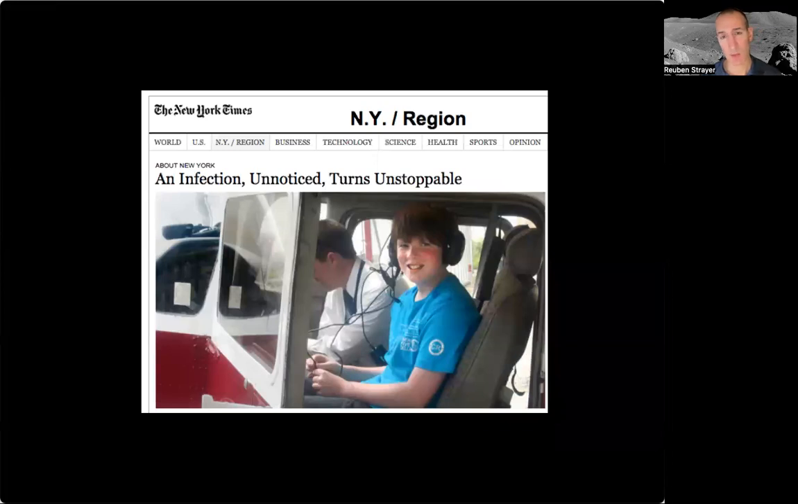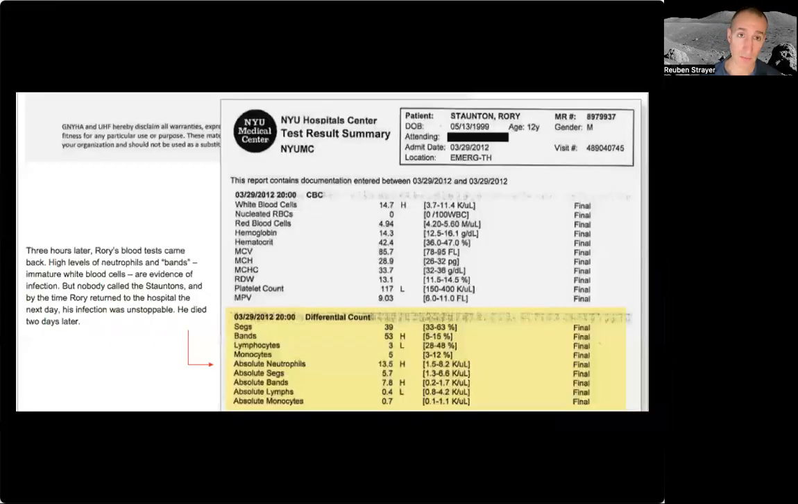This is a very famous and consequential case of Rory Staunton, healthy 12-year-old who presented with fever, vomiting, leg pain, was sent home, died of sepsis. The parents were friends with a New York Times reporter. This was in the actual New York Times article. His results, 53% bands. Not known to the treating team. Now, if they didn't get a CBC on the index visit, it's probably a defensible discharge. With 53% bands, it's obviously not.